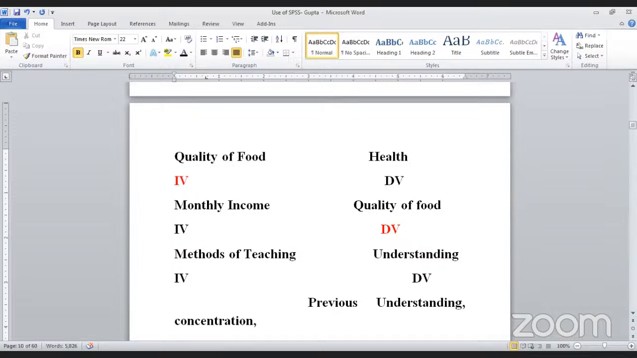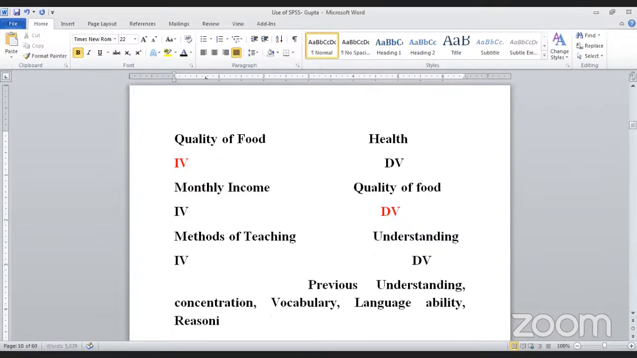It depends upon your vocabulary. It depends upon your language ability. It depends upon your reasoning. Like this. So there are many variables which will definitely try to influence your understanding whenever the teacher is teaching.